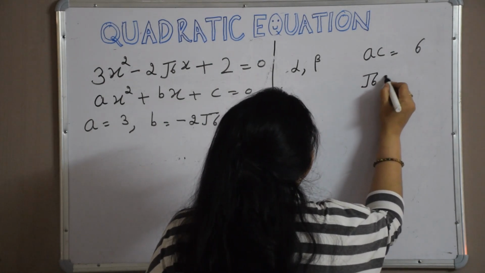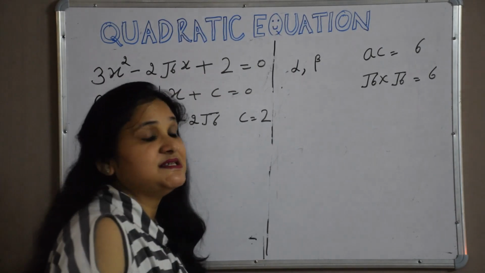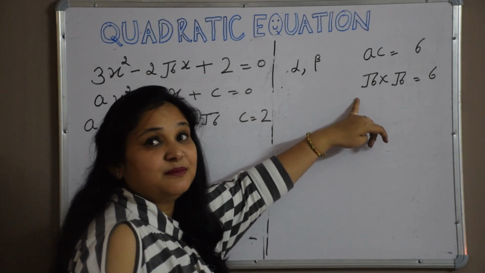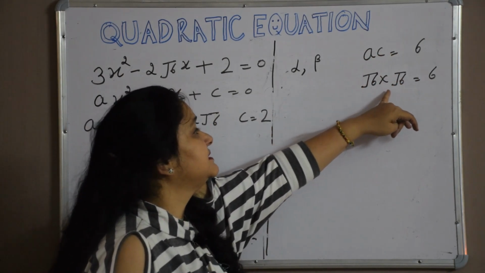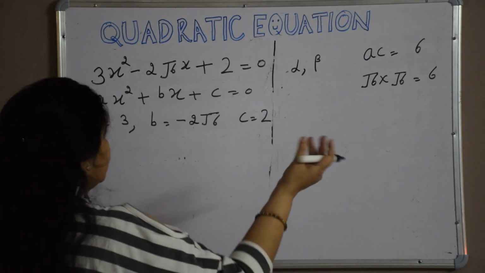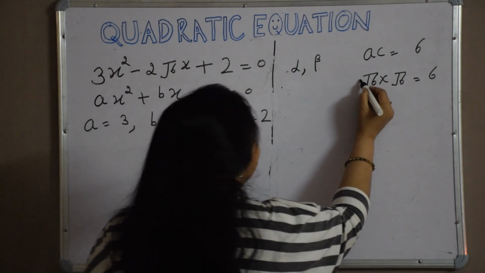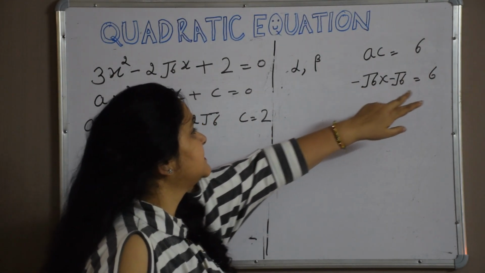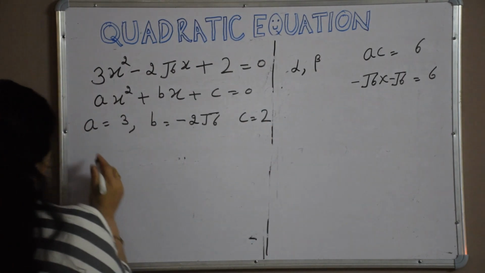So what is that? Root 6 into root 6. We know root 6 into root 6 is equal to 6. So we have to choose our alpha and beta as irrational numbers whose product is 6, and that is possible only with root 6 into root 6. Other cases are also possible, but the sum should be minus 2 root 6. So from here you can see that if you take both negative numbers, the product comes 6 and the sum becomes minus 2 root 6, and that was our aim.